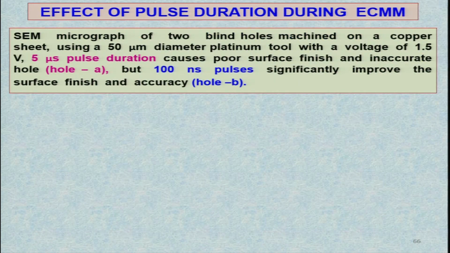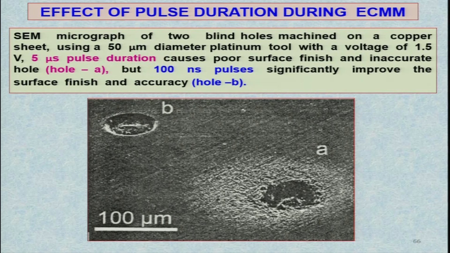Effect of pulse duration during electrochemical micromachining. SEM, scanning electron microscope micrograph of 2 blind holes machined on a copper sheet using a 50 micrometer diameter platinum tool with a voltage of 1.5 volt. 5 microsecond pulse duration causes poor surface finish and inaccurate hole, as you can see over here. This is a very poor machined surface, and inaccuracy is there, and unmachined portions are also left in between. But 100 nanosecond pulses significantly improve the surface finish and accuracy, as you can see here. You can compare this particular hole with this particular hole, both look very different from each other, and it is due to the type of the pulses used in these two different cases.